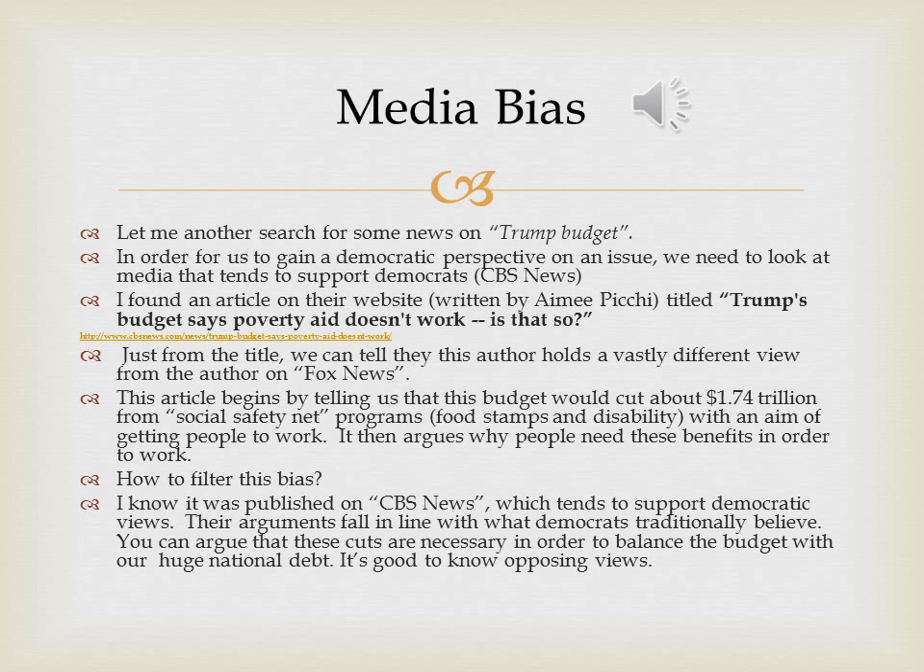So how to filter this bias? Let's say I was a Republican. How would I filter this bias? Well, I know that it was published on CBS News, which tends to support Democratic views. And the arguments fall in line with what Democrats traditionally believe. And it's true. Democrats traditionally believe that people should be getting social programs. And you can argue that these cuts are necessary in order to balance the budget with our huge national debt. Republicans always try to look at our debt. And so it's good to know opposing views.